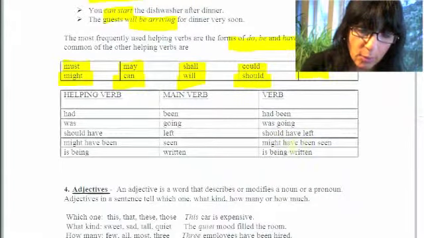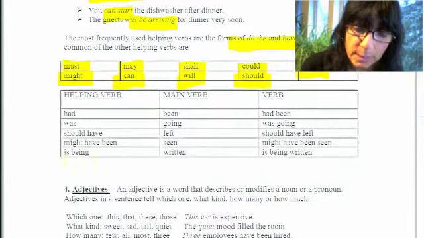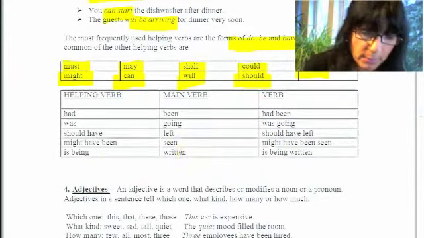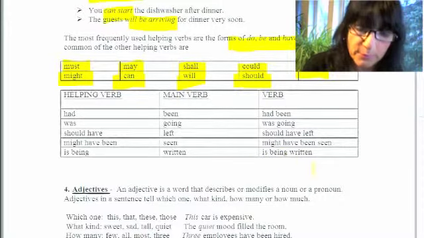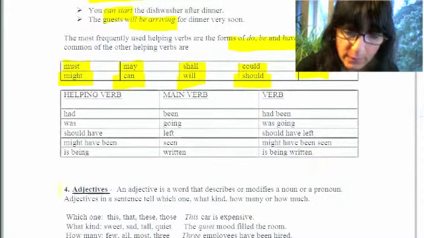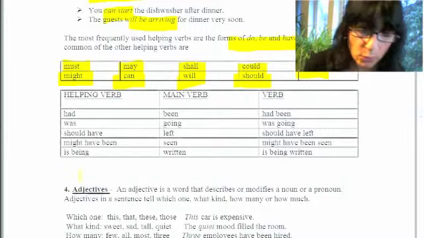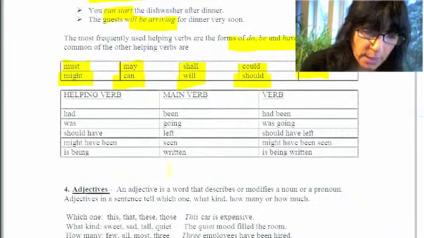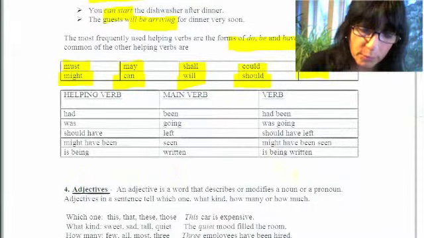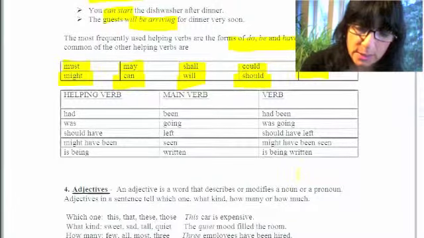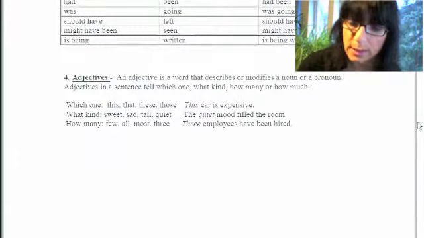Should have is a helper, left is a main verb, he should have left me alone. Might have been is a helper, the main verb is seen, I might have been seen going into the store. And the last example is being are helper verbs, the main verb would be written, so your full verb would be it is being written right now.